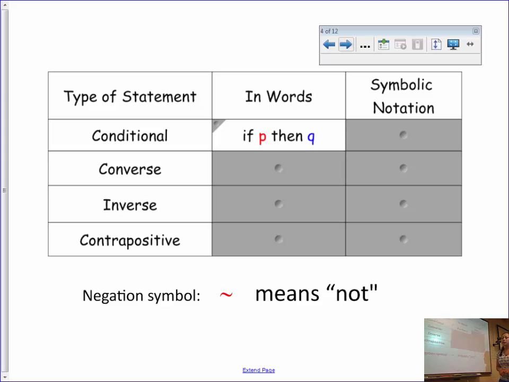In words, the conditional statement is what we've been talking about. If P, then Q. Symbolic notation is just going to be P, the arrow, and then Q.